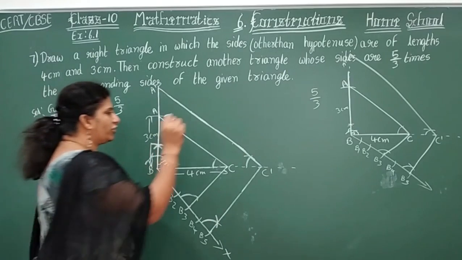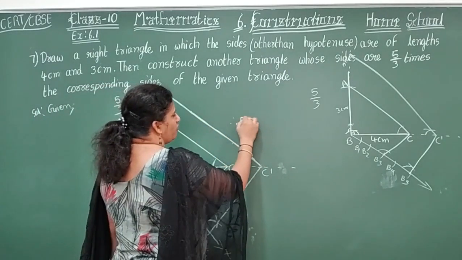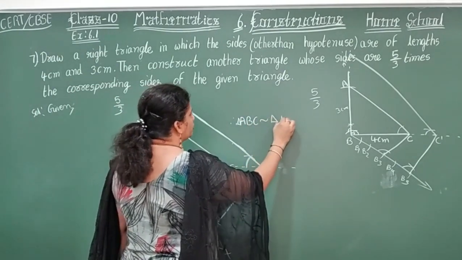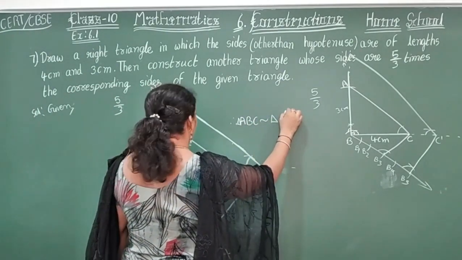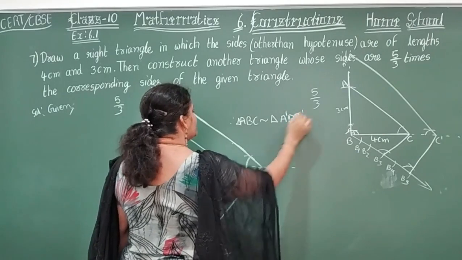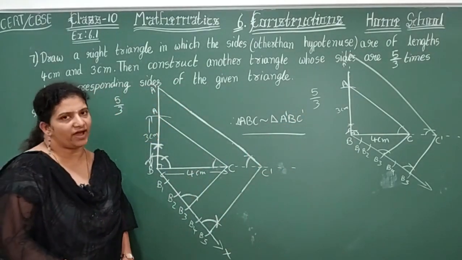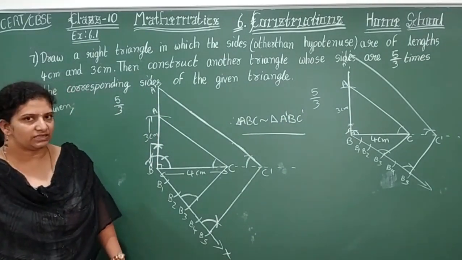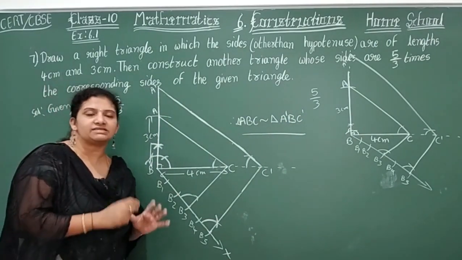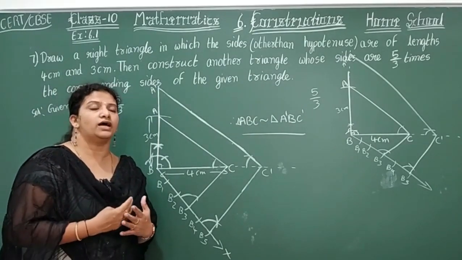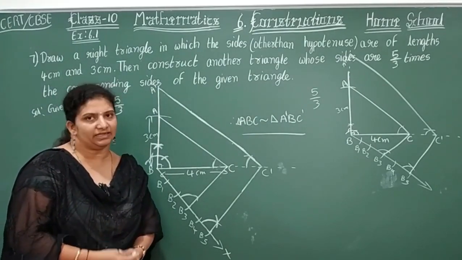So finally what can you say? Therefore, triangle ABC is similar to triangle A dash, B, C dash. The similar triangle is in the ratio 5:3. See here, children. Look here carefully. This is the way we construct similar triangles or a line segment dividing internally.